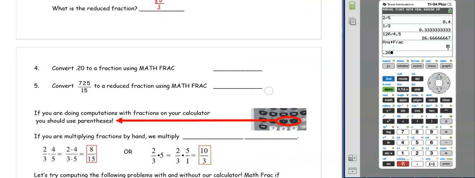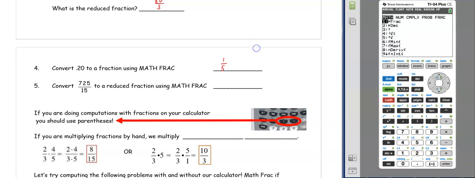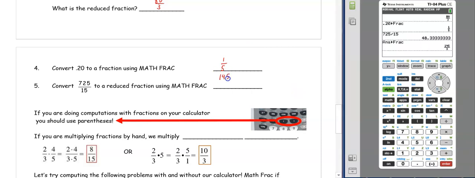So we're just going to type 0.20. And then we can hit math, enter, enter, and that gives us our fraction of 1/5. Lastly, we have 725 divided by 15. And we want that as a reduced fraction. So after we have our decimal, we're going to hit math, enter, enter, and that's going to reduce to 145/3.